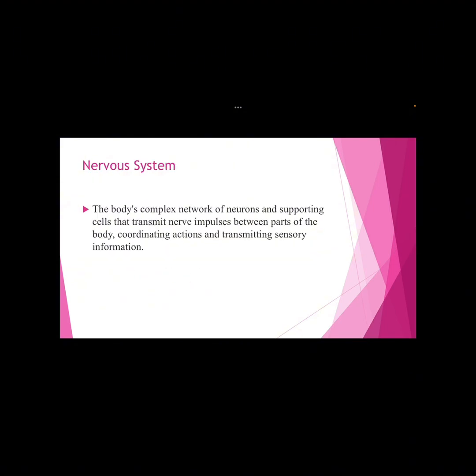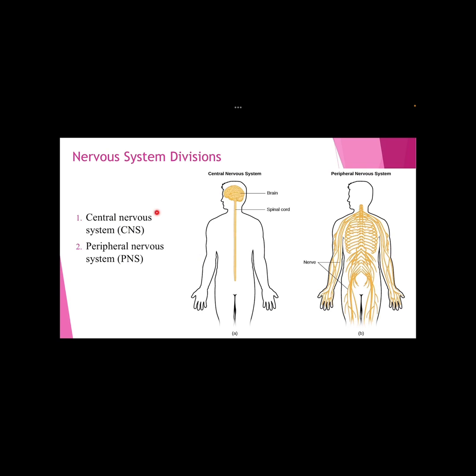So what is the nervous system? The nervous system is the body's complex network of neurons and supporting cells that transmit nerve impulses between parts of the body, coordinating actions and transmitting sensory information. The nervous system is divided into two main parts, the central nervous system, the CNS, and the peripheral nervous system, the PNS.